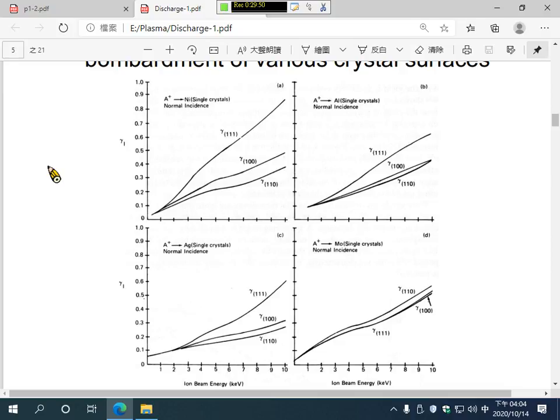Okay, but usually if you use these metals as the cathode or anode material, you will always use polycrystalline cathode and anode. It's difficult to make a large size metal single crystal. But if you run the experiment using single crystals with different plane surfaces, you can find the differences.